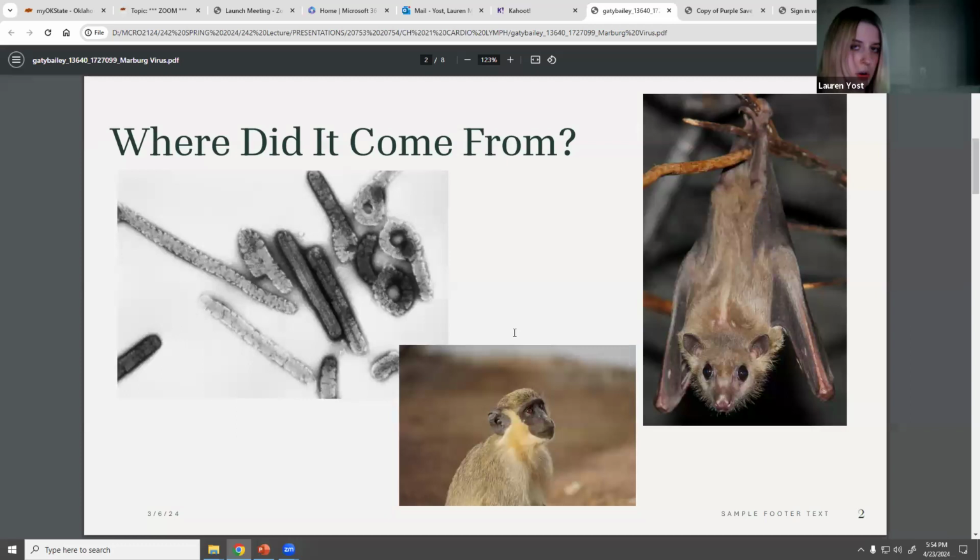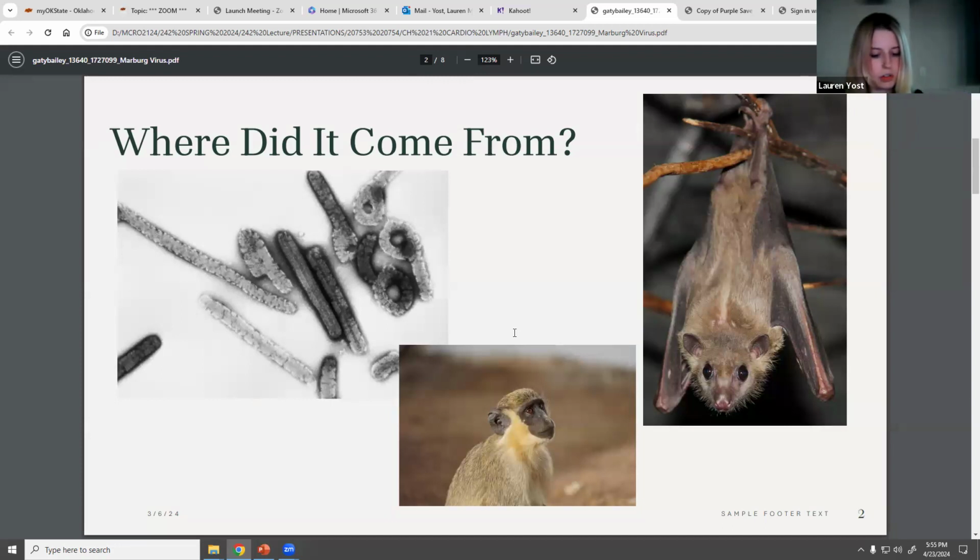Marburg virus disease, or MVD, is a rare hemorrhagic fever virus that first appeared in 1967 in Marburg and Frankfurt, Germany, and Belgrade, Serbia. This virus caused 2 large outbreaks, which were associated with laboratory work on African green monkeys, which you can see in that image below.